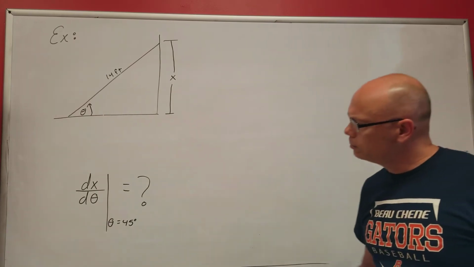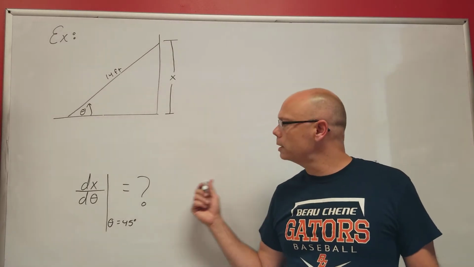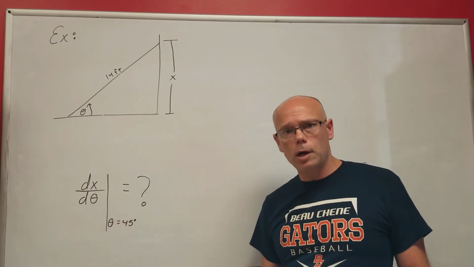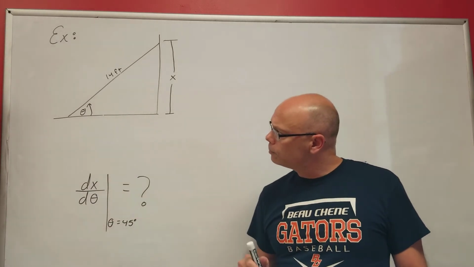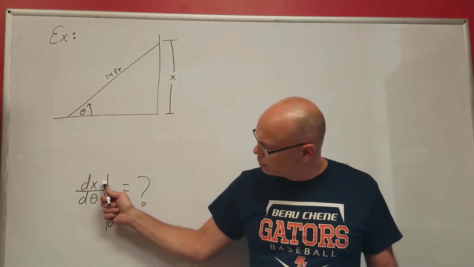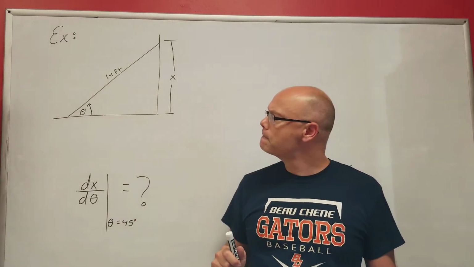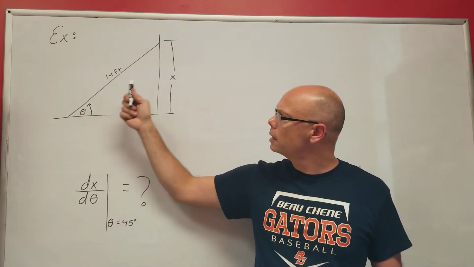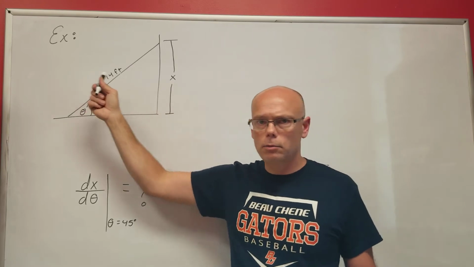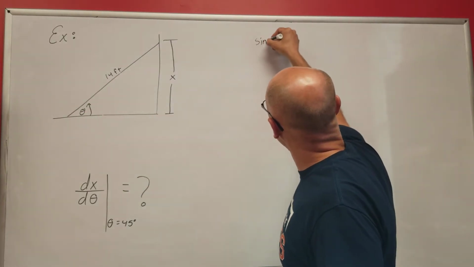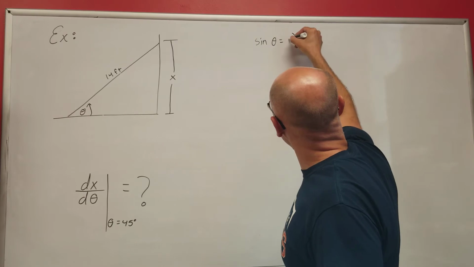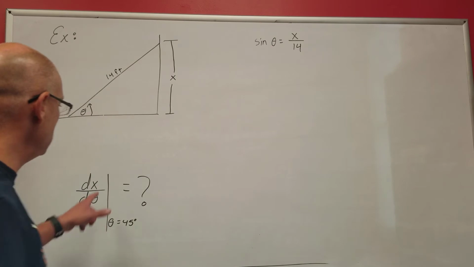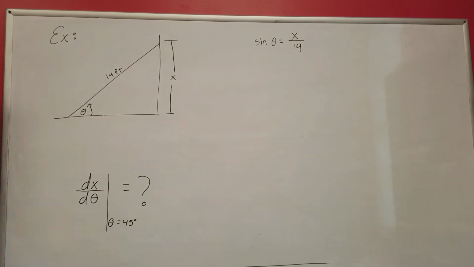So up till now, I always had an equation to take the derivative of, and it wasn't a problem. I don't have an equation now, so I need to come up with one. Look at your picture here. What's an equation we can come up with where we have x and theta in it? How about the sine of theta? Isn't the sine of theta equal to x over 14? Sine of theta is equal to x over 14, right? Now I have an equation with x and with theta in it, okay?